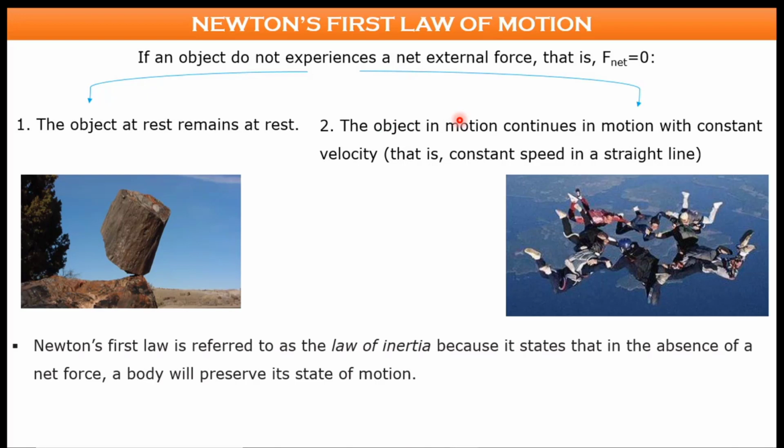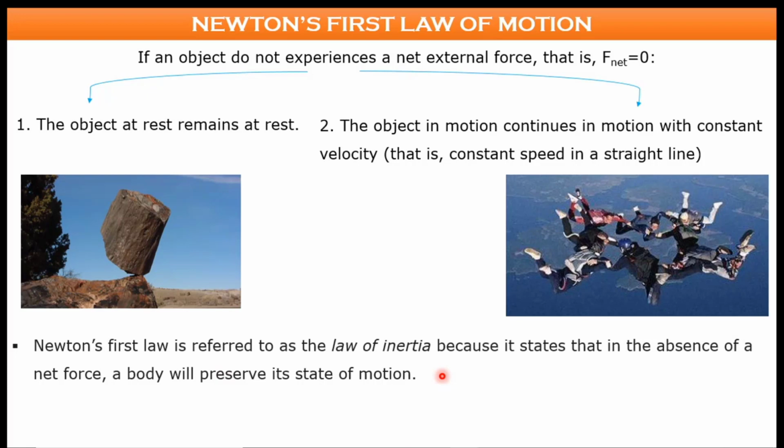This first law is referred to as the law of inertia, as you learned last year, because it states that in the absence of a net force, the body preserves its state of motion, which means if it is at rest, it wants to stay at rest. If it is in motion, it wants to be in motion. Preserving its state of motion means this: constant velocity, or at rest. It doesn't want to change its state. That is known as the law of inertia.